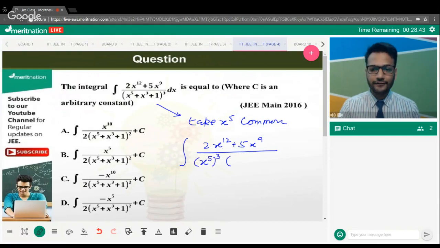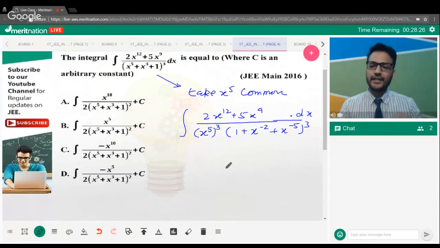What are we left with? Over here, 1. X cube upon x to the power 5 gives me x to the power minus 2. So I'll write x to the power minus 2 over here. And this gives me plus x to the power minus 5. Whole stuff to the power 3 dot dx. I believe everyone is clear with it. So what we have done, we have taken x to the power 5, the highest degree term, as common.